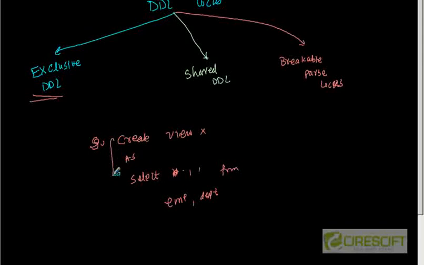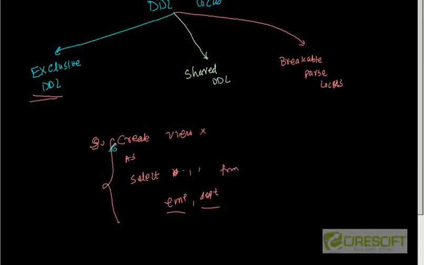Essentially, while this view is being created, nobody should change, no other transactions should change, any definition about EMP and DPT. So the schema definition of employee and department should not be allowed to change once this create view statement has started and is not yet done.